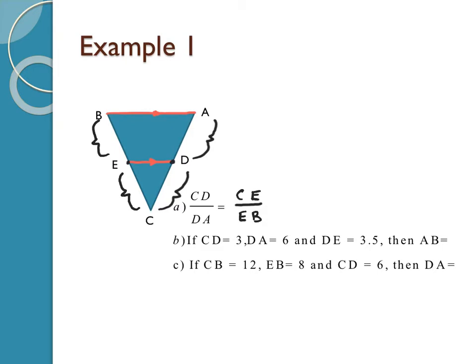And now we're going to go ahead and use some of the numbers here. If CD is 3, let's do this in red for this one. So if CD is 3, DA is 6, DE is 3.5, then AB. So we've got this same situation here. So what we do is that while the sides are being broken up proportionally, one thing to note is that the bottom will also have that same exact proportion as well, that we've got the exact same proportion going on.